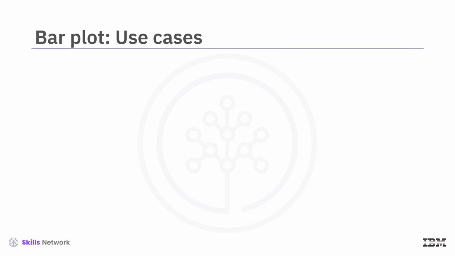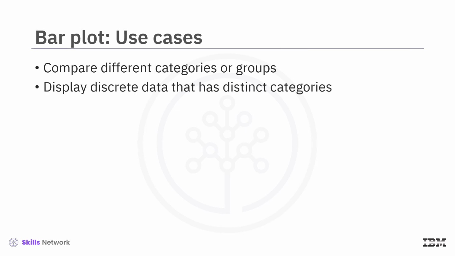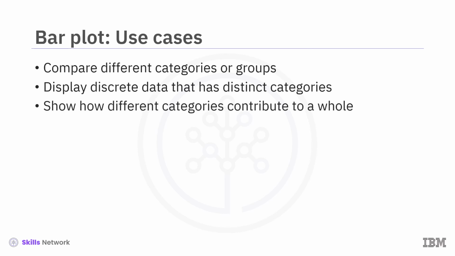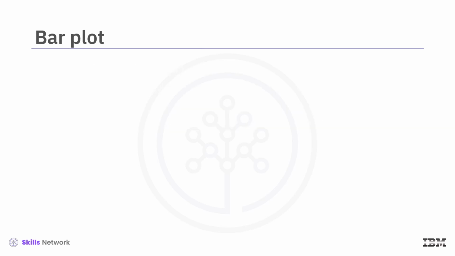If you're looking for an effective way to compare data, bar plots are ideal for comparing different categories or groups. They excel with discrete data, like comparing sales revenue by product. They show how different categories contribute to the whole, and rankings, such as sales percentage or budget allocation. Bar plots can visualize data that you can easily rank, like displaying the best-selling books in the market. Their simplicity and interpretability make them favored for data visualization.